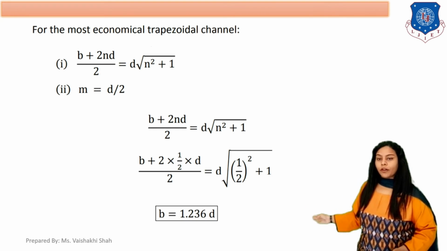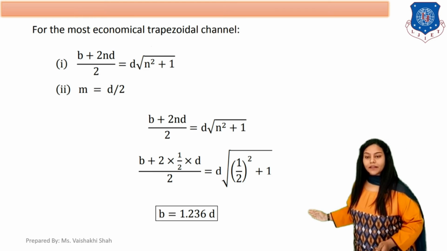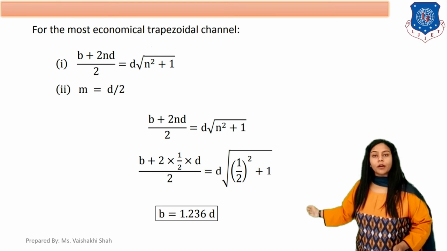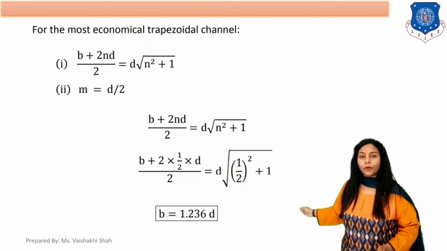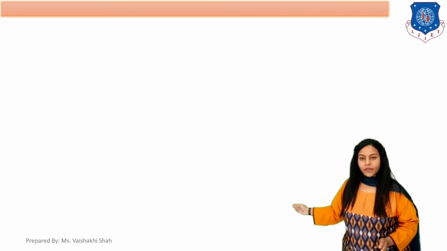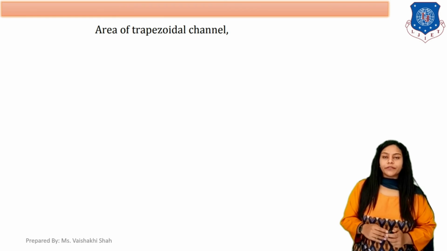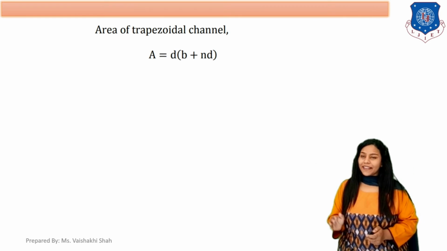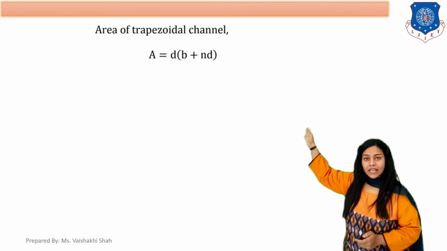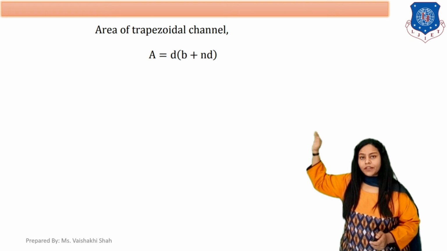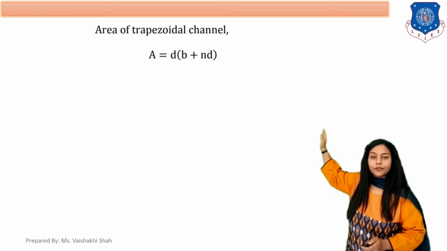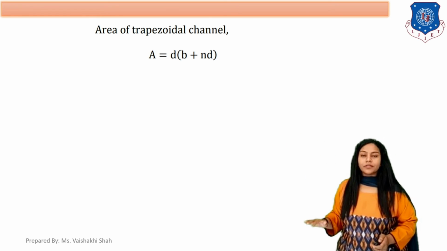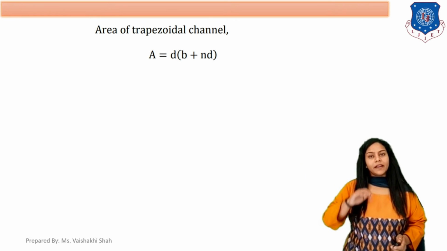Okay. So by solving this equation you get B equals 1.236 into D. B equals 1.236 into D. Okay. Now the area of the trapezoidal channel is A equals D into B plus nD. We derived this equation in our derivation. A equals D into B plus nD. We are using this equation directly from the derivation.